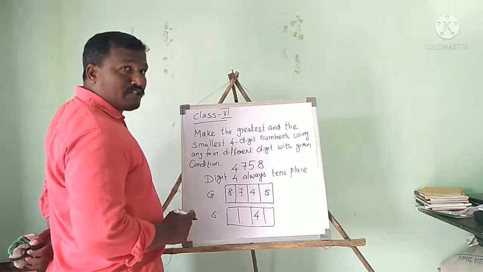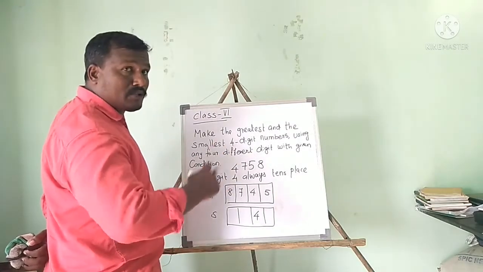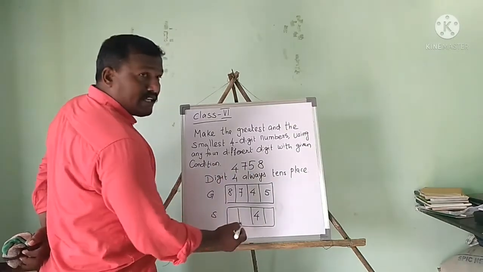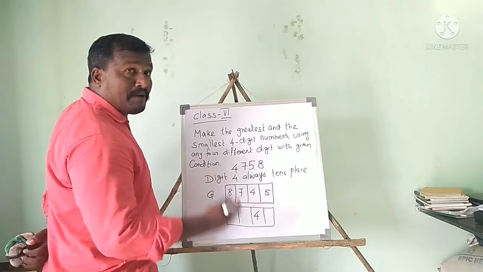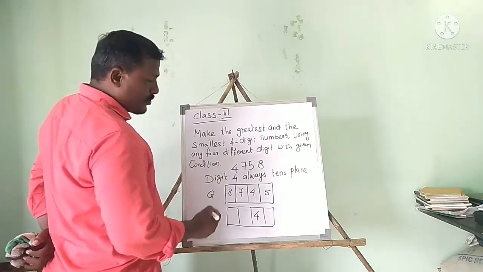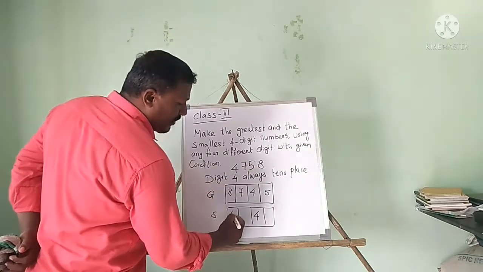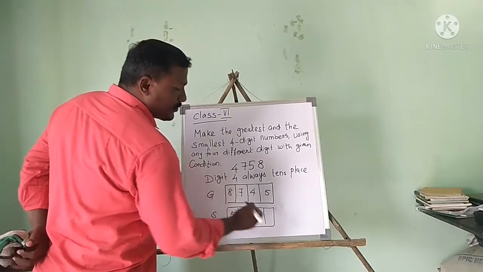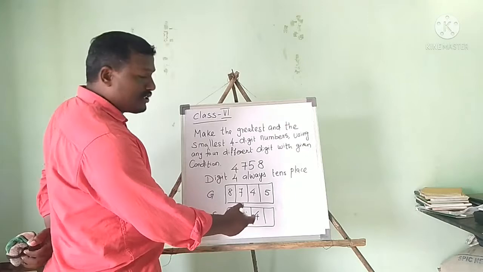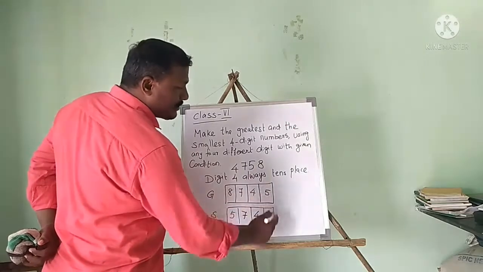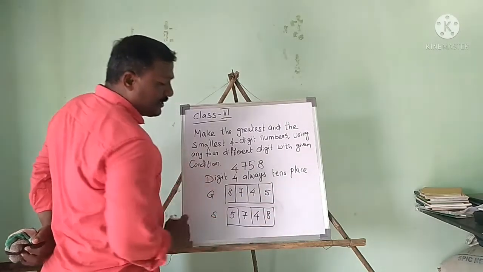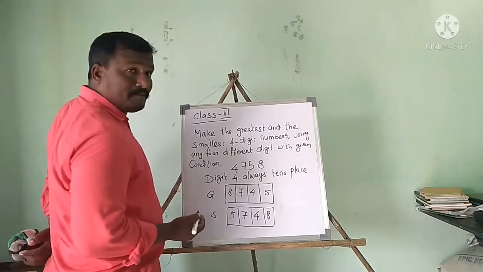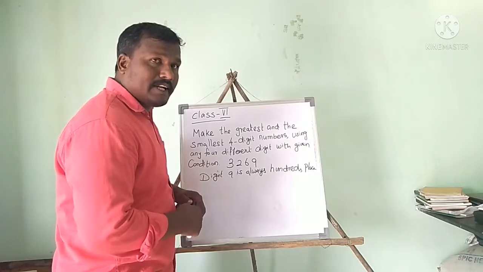Then the smallest 4-digit number. So ascending order, small to big. Which is the smallest number? 4, but 4 is already here, so we cannot repeat the same number 2 times. So the next bigger number is 5, so we put 5 here. Then the next bigger number is 7, but the tens place already has the number 4. So we have to write in the next box 8. So this is the smallest 4-digit number, 5748. Okay, let me take a third example.